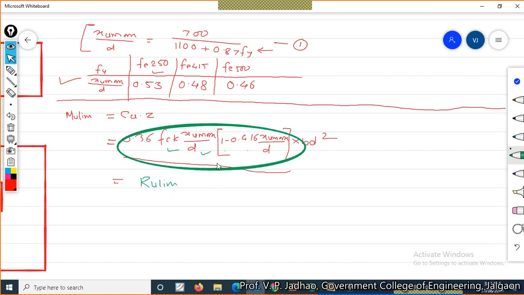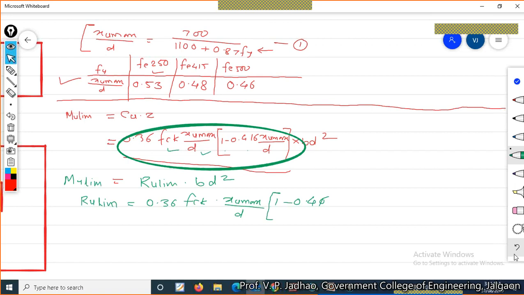So this particular constant is Ru limiting. We get Mu limiting is equal to Ru limiting multiplied by bd square, where Ru limiting is equal to 0.36 fck multiplied by Xu max upon d, again multiplied by 1 minus 0.416 Xu max upon d.